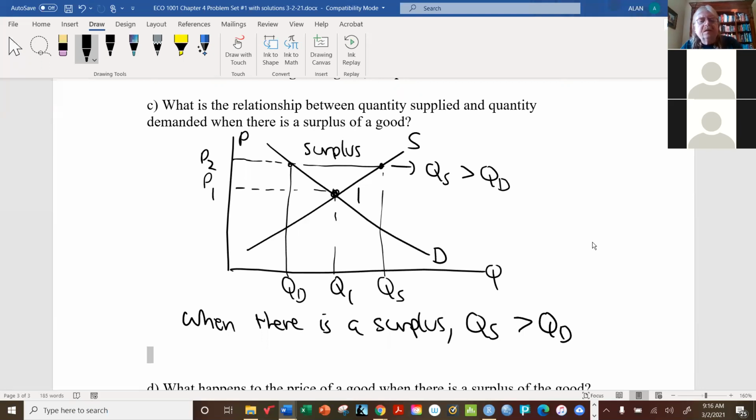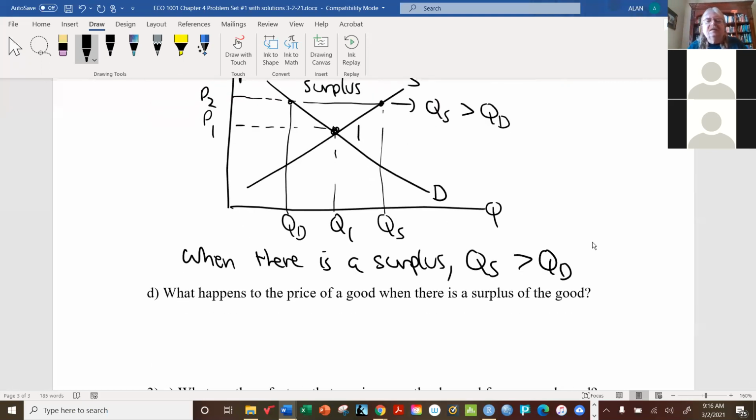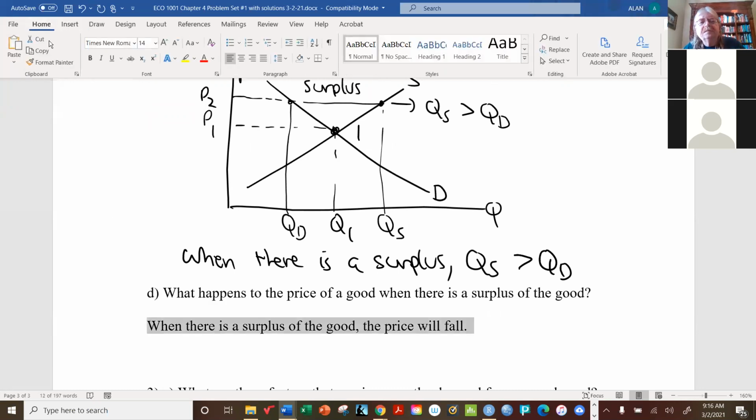All right, now what happens as a result to the price? The price has to adjust. It can't stay like that forever. So when there's a surplus of the good, the price will fall. End of story. And when will it stop falling? When we've reached equilibrium. Okay. So again, a lot of this was optional, but I really think that drawing the picture can help a lot. Okay, but if it doesn't actually say to draw a picture, you don't have to.